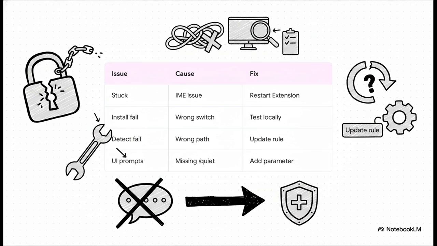Install fails, you probably got the silent switch wrong, so test it locally again. Detection failed, update your path rule. And if a user actually sees UI prompts, you definitely missed the /quiet parameter. Keep this cheat sheet handy for rapid fixes.